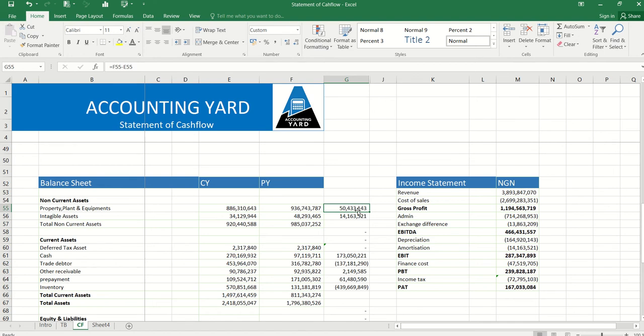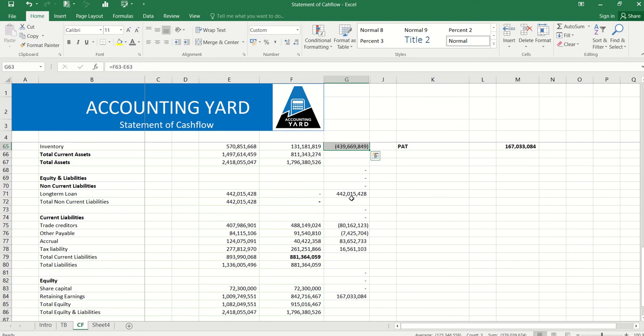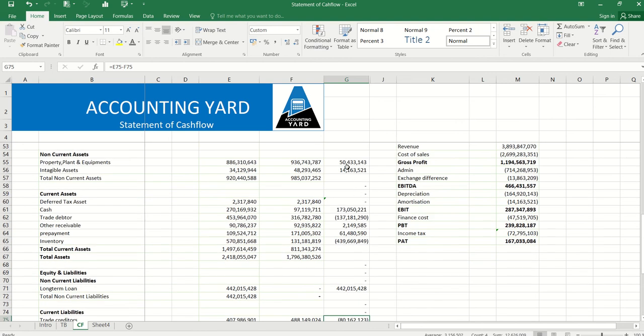Now, we've done that for the asset side, all the way for all the elements in assets, right? We did that all the way here. Then for liability, if there's an increase in liability, it means there's a cash inflow. If there's a reduction in liability, it means there's a cash outflow. We did that all the way. Same with equity.